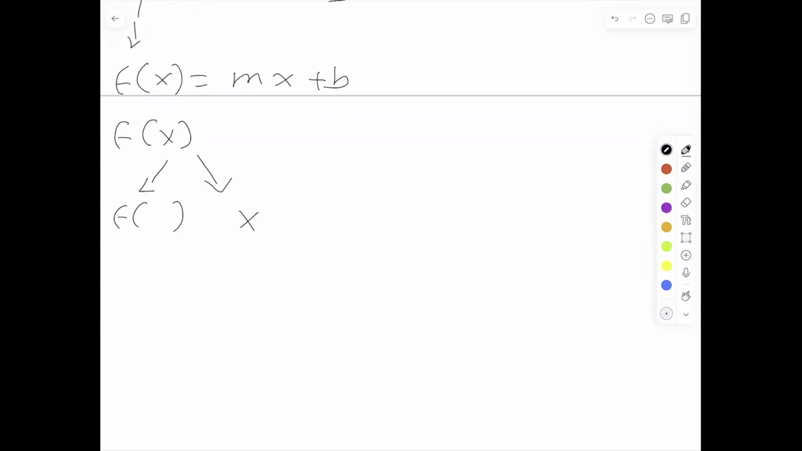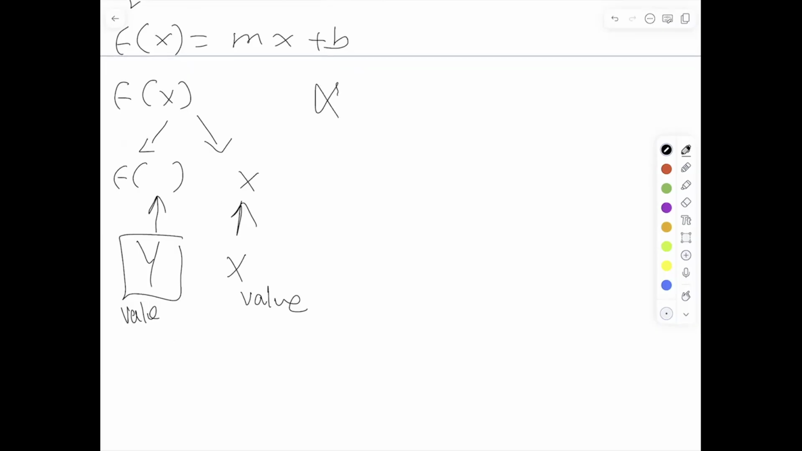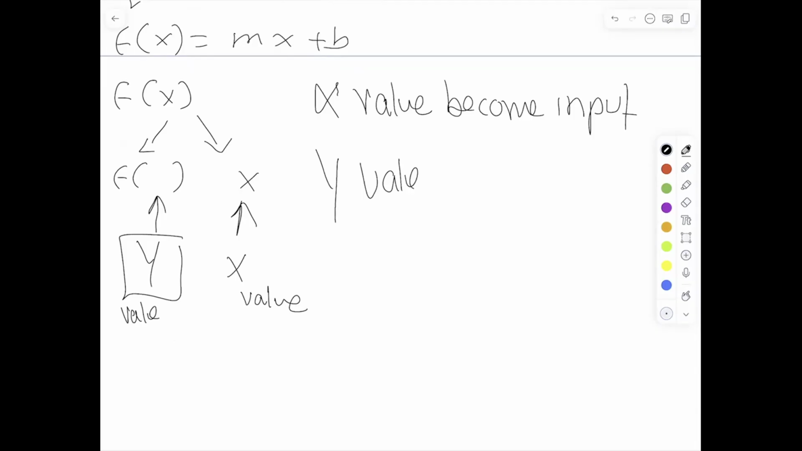So if I have this, this is equal to y, and this is my x value. This is a y value. But when we put it together, my x value becomes an input. And my y value is an output.